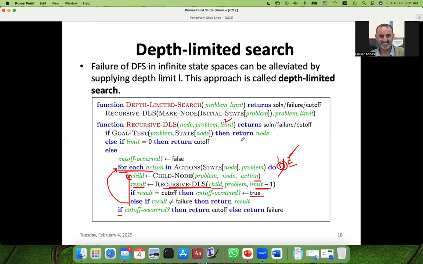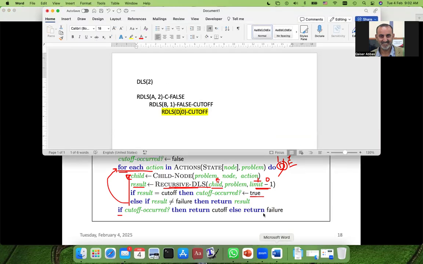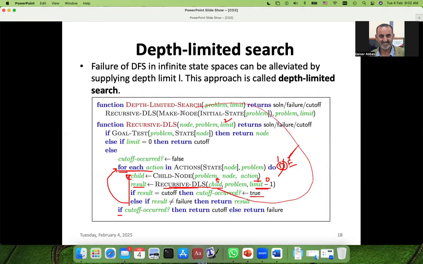So previously the value of the limit is 1. So 1 minus 1, now it is 0. And the child is E. So we are calling the RDLS with E comma 0. We are calling this DLS again with node E, and the limit is now 0. We are checking, is E a goal node? No. Limit is 0? Yes. Return cutoff. Cutoff occurred.